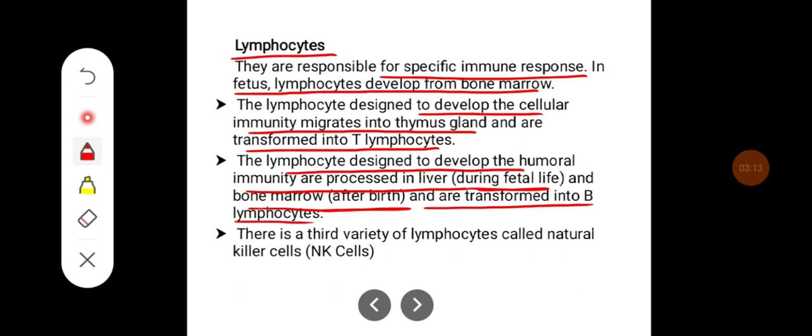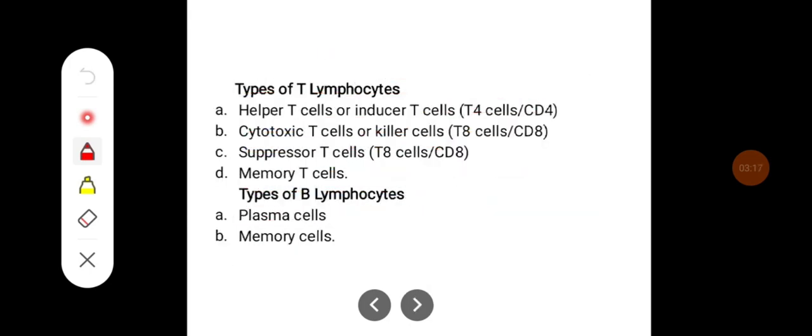There is a third variety of lymphocyte called natural killer cells. The different types of T lymphocytes are helper T cells, or inducer cells, or CD4 cells, and cytotoxic cells. They're also called killer cells or CD8 cells. Suppressor T cells, they're also called CD8 cells or T8 cells. Then memory cells. There are different types of B lymphocytes as well, plasma cells and memory cells.